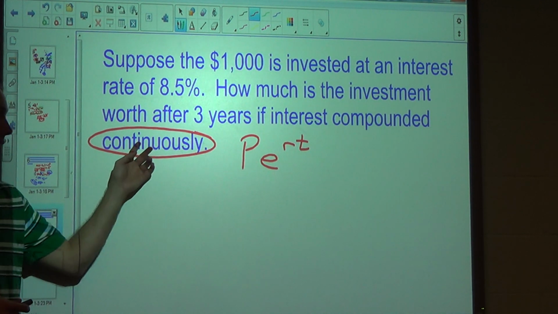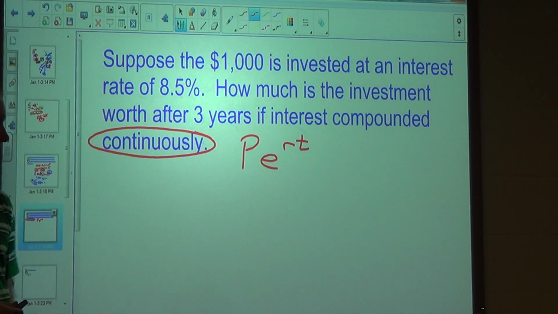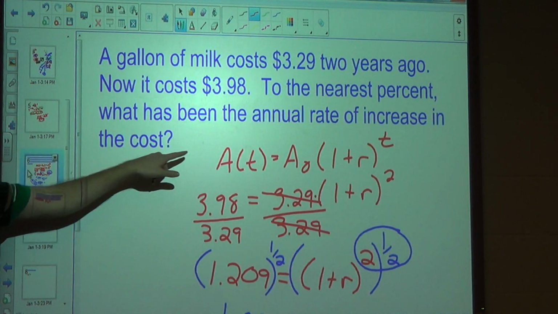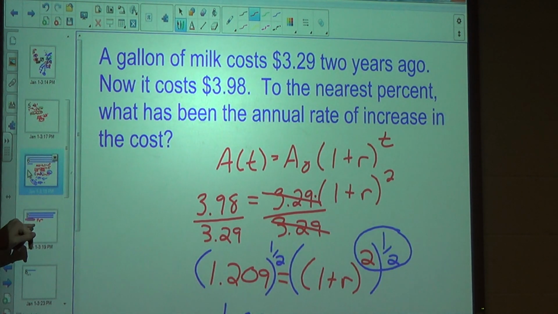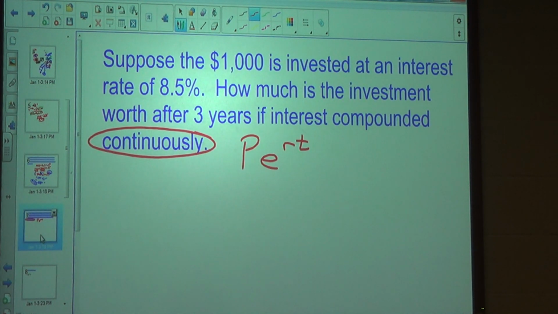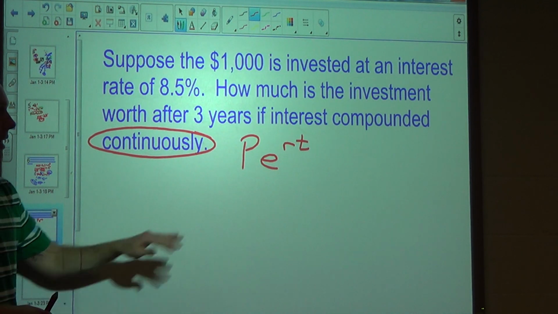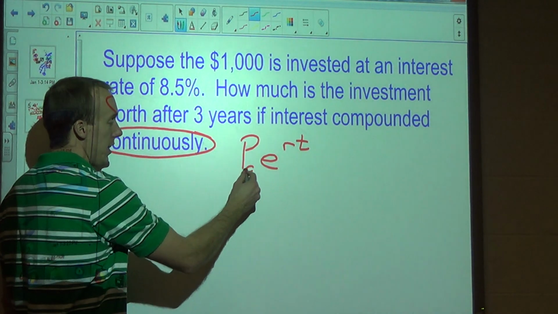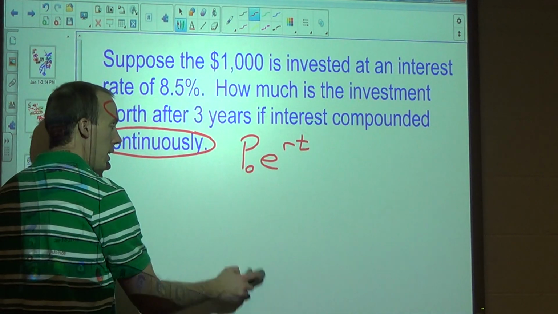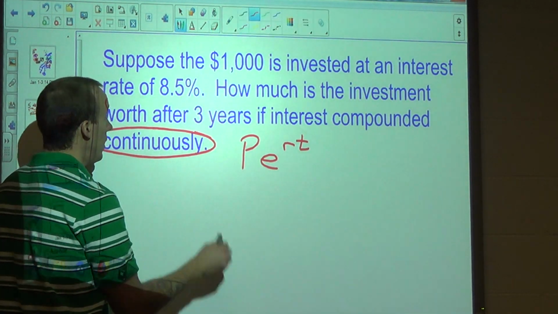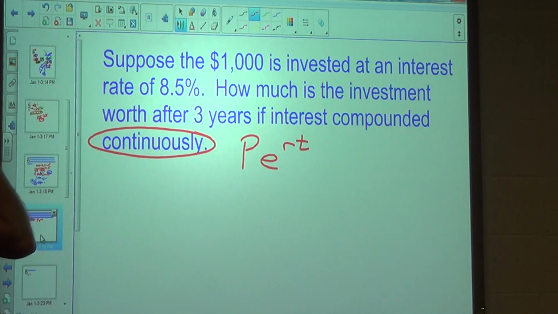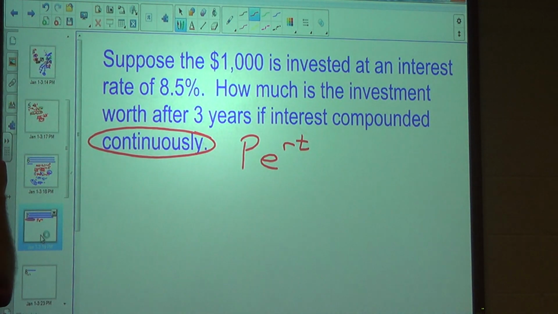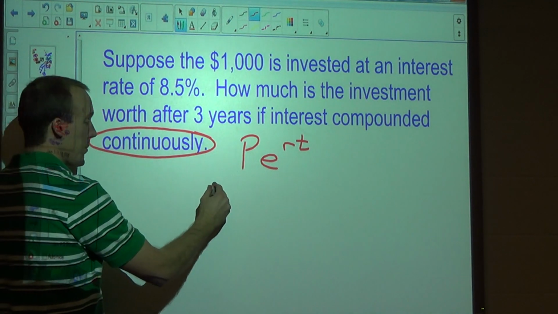Okay, so the word continuously, you're gonna use this, otherwise you're gonna use this formula: A equals P naught, 1 plus the rate or minus the rate, to the time. Okay, P, again, is the principal balance, or the principal amount, or you can say the initial amount if you wanna put the P naught. You don't need that right now. Okay, so suppose $1,000 is invested, where would the $1,000 go? P. P, yep.